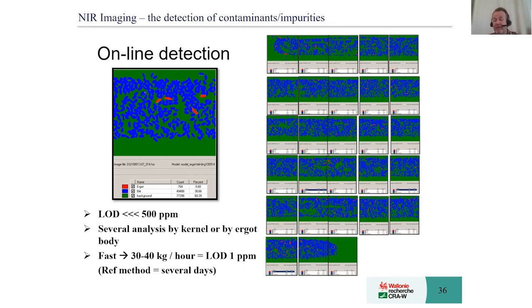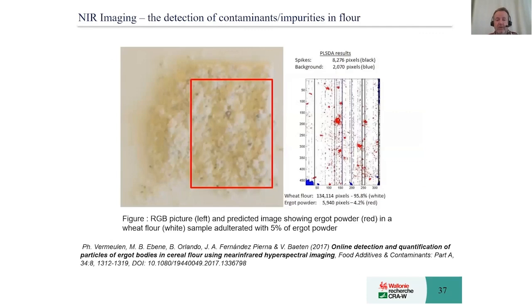And if you have 1 ppm adulteration of 40 kilo with ergot body, it means you have 1 gram of ergot body in the 40 kilo. This we can do with that technique, we can analyze. We can do it in powder, that is demonstrated also.